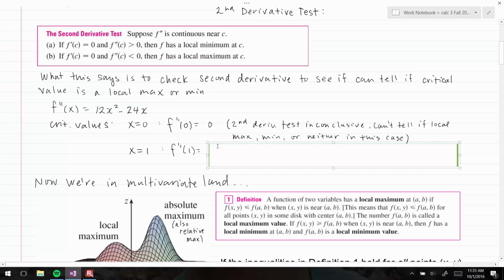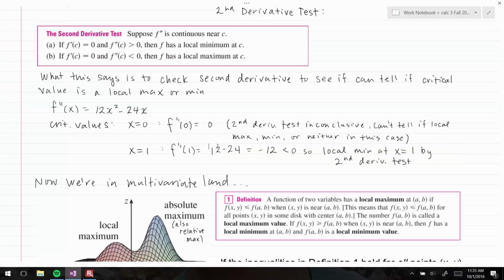And you're going to have a similar thing in multivariate land sometimes. If you check the critical value of x equals 1, the second derivative evaluated at 1, I'm not sure if I said that right. Plugging in, you get negative 12. And so that's a negative. So then we can conclude from the second derivative test that there's a local minimum at x equals 1.